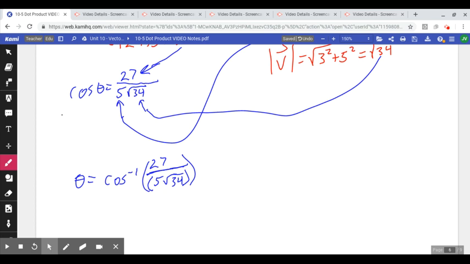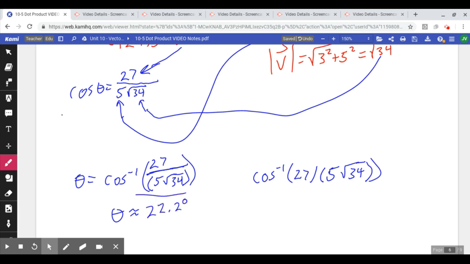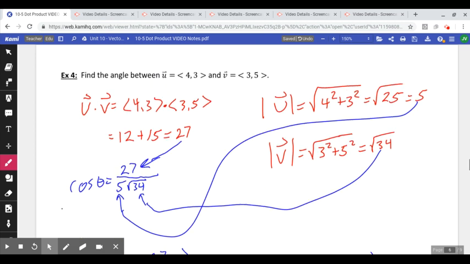And you want to use the inverse cosine here because we're solving for an angle. So when you type this in, it should look like this. You'll do 27 divided by, and then that parenthesis right there. And then you're going to have 5 root 34. And then you can close off your parentheses as such. If you do type that in, you're going to get theta to be approximately 22.2 degrees.